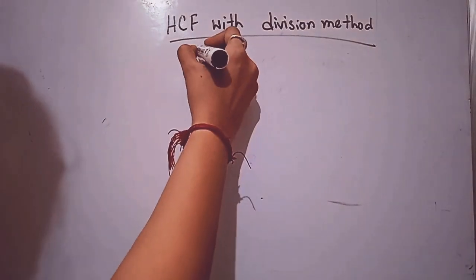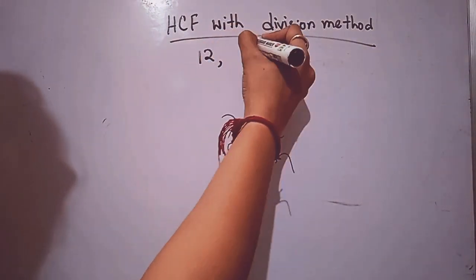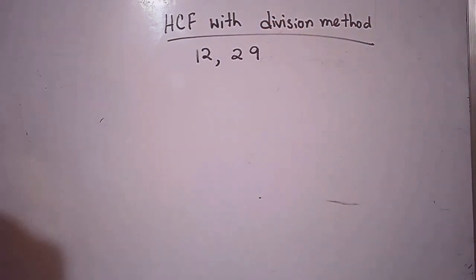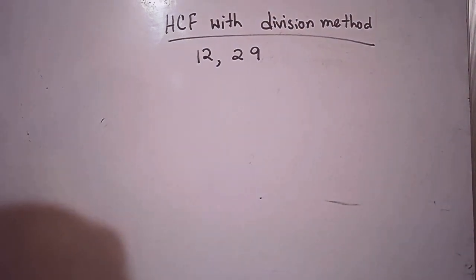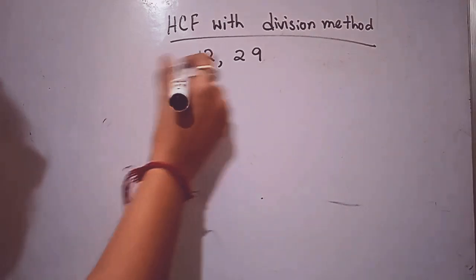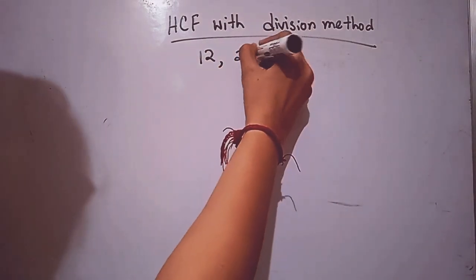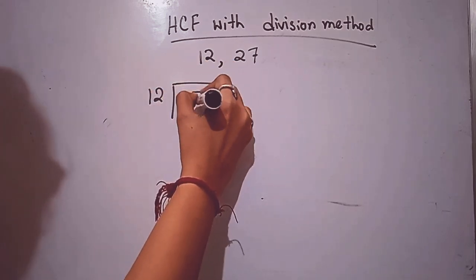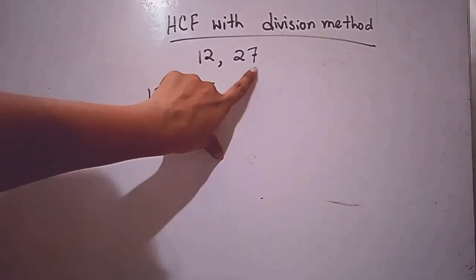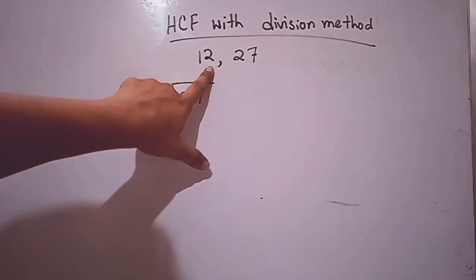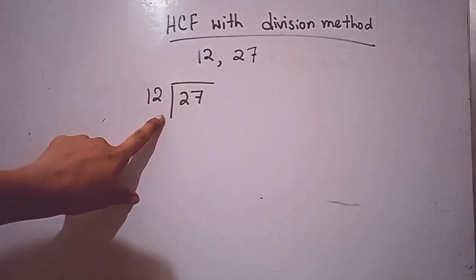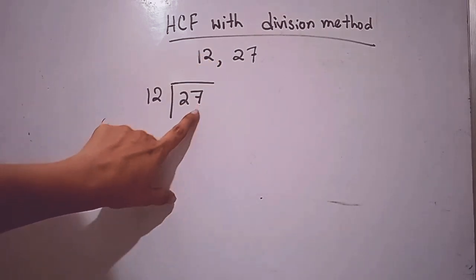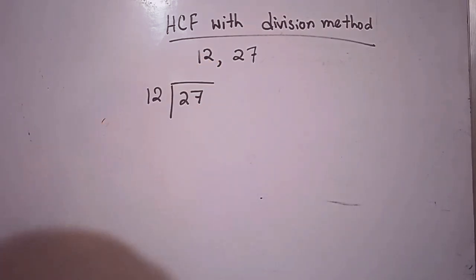Suppose I am taking two numbers, 12 and 27. I have to find the HCF. First, I will divide the greater number by the smaller one. 12 is the smaller one, so I will divide by it. And 27 is the greater one, so this will be the dividend.